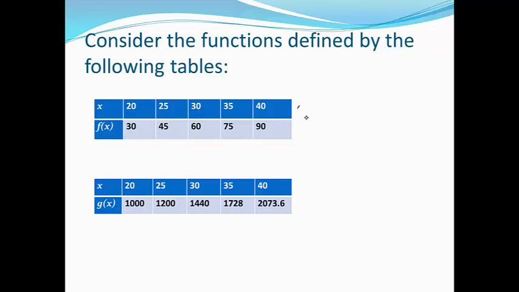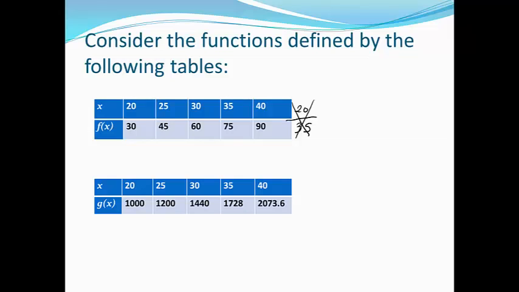Now, if 20 were repeated, you would just have to ensure that 20 went to the same output value of 30. For if it went to something else, like 35, then f of x would no longer be a function. So let's cross that out so that we can ensure that we do have tables that represent functions. These are numerical representations of functions.